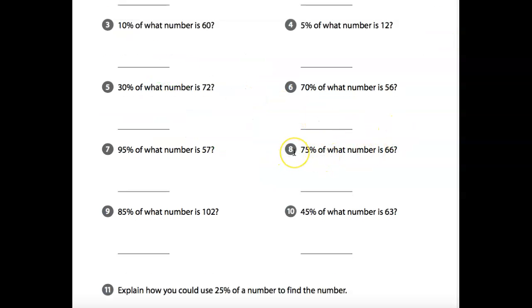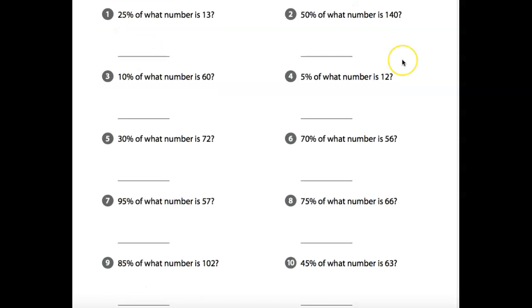How about number 8? Excuse me. 75%, we're going to change to 0.75. And then we're just going to multiply 66 by 0.75. All right, let's take a look at number 4.